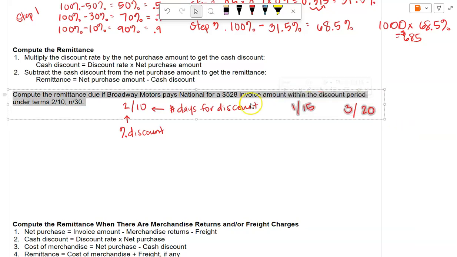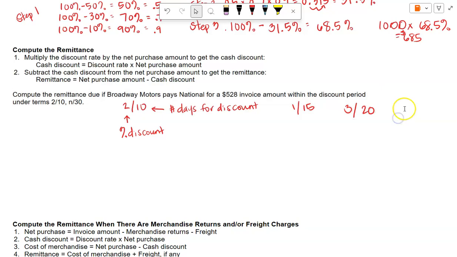Okay, so let me get rid of these numbers here, just so it's out of the way. Okay, and then the second set of numbers, in this case it is N30. The N stands for net amount. So the entire bill amount is due within 30 days. So this is how many days until the entire bill is due.